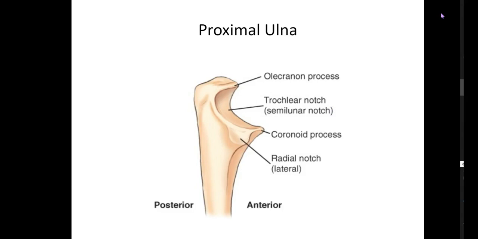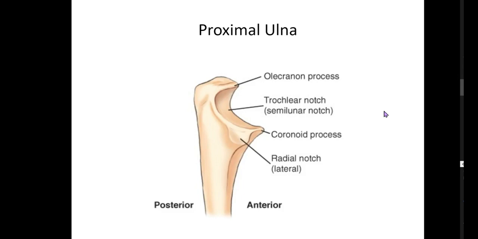Okay, so the ulna, which remember is slightly longer than the radius, is the primary bone involved in the formation of the elbow joint. This part right here, which we'll talk about in a second, on the proximal ulna, articulates with the distal humerus and assists in a hinge-like movement.